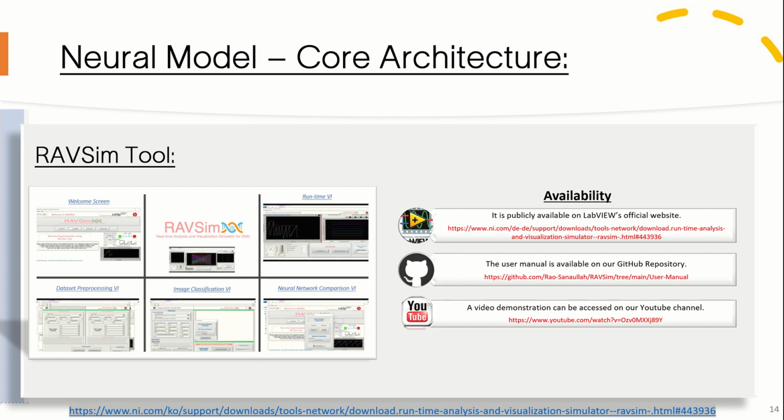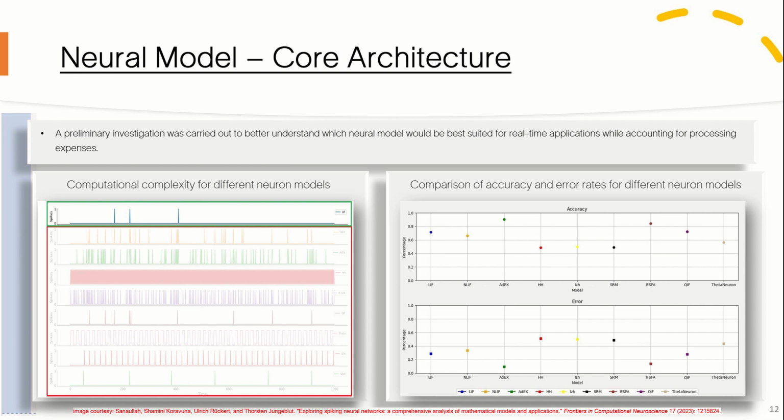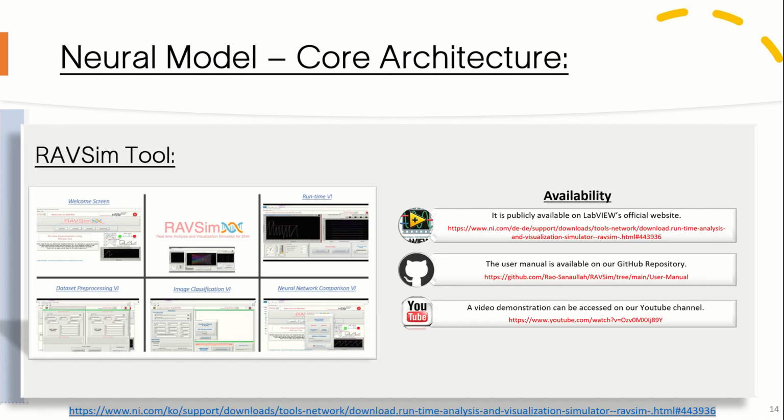So for this, we introduce RawSim, a runtime analysis and visualization simulation and simulator tool, which is available publicly. You can learn at runtime about the neural models, the concept of these hyperparameter values, and you can even train the model and do a comparison, like a comparison between the neural model accuracy, computational cost, and biological plausibility. Everything you can do here at runtime. So we would recommend using this.